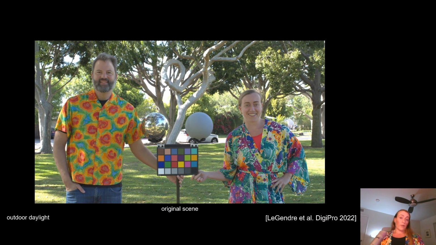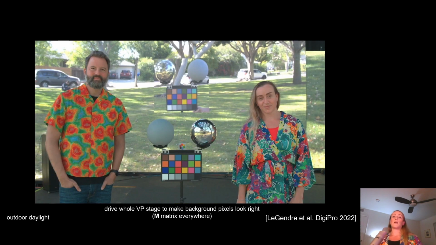So we went out to take photographs of ourselves with our lighting reference spheres, our color chart, and our reference floral shirts, one of which I'm wearing at present while I'm recording this video. So here's us outside in this daylight scene in a park. And then here we are inside an RGB virtual production stage where we're using the standard kind of baseline calibration technique where we're calibrating the stage to just make the background pixels look correct.